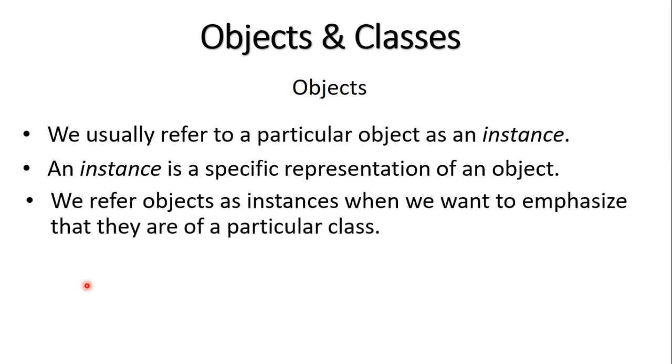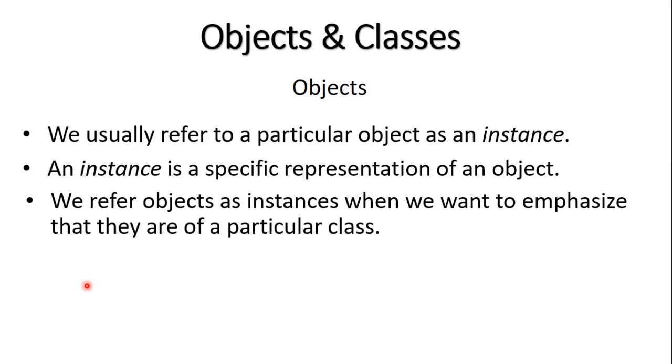We refer to objects as instances when we want to emphasize that they are of a particular class. That means students of class 8. So when I'm saying students of class 8, I'm specifying that object. The object is what? The student. And when I'm saying the students of class 8, that means I'm specifying more about it.